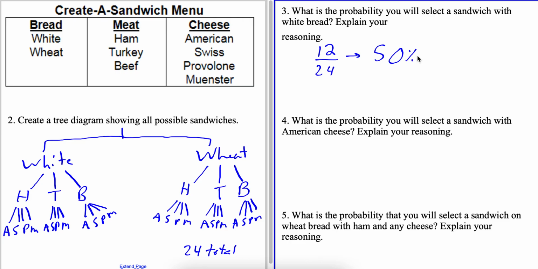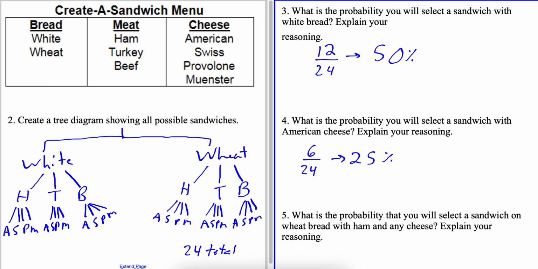Okay. What's the probability you will select a sandwich with American cheese? Count all your American cheeses. 1, 2, 3, 4, 5, 6. 6 again out of that total. So get your handy dandy calculator. 6 divided by 24 is a quarter. So 25%.